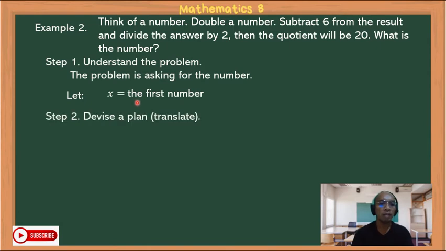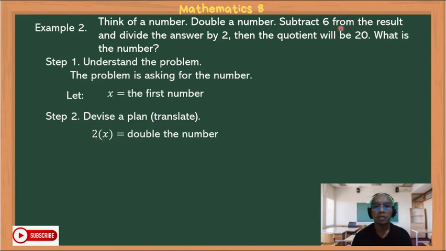So if x is the number, we will make an equation based on the given condition. The second statement says that we're going to double a number. To double a number, if the number is x, we have to multiply it by 2. So this is the representation of doubling a number.